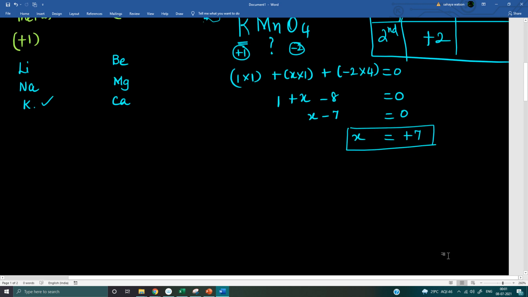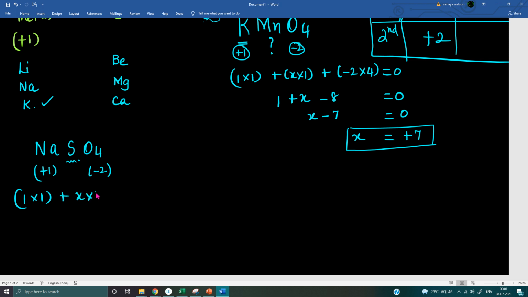Okay, next let me give a few more examples. NaSO4. Here we are going to calculate for sulfur. Sodium belongs to alkali metals, that is the first group elements, so the oxidation number is +1. Oxygen is -2. Let me substitute: 1 into 1 plus x into 1 plus -2 into 4 equals 0. So 1 plus x minus 8 equals 0, x minus 7 equals 0, x equals +7.